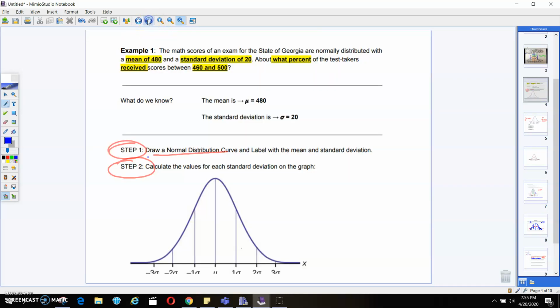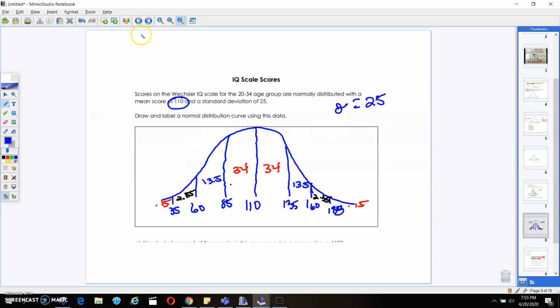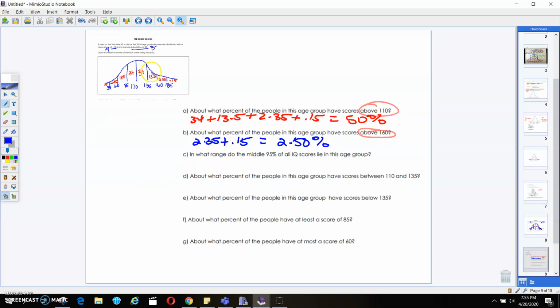Okay, so let's look back at our other problem. Sorry. Right, so in our other problem, 2 standard deviations over. In what range do the middle 95%? So we're looking at the numbers. So this starts from 60 and goes to 160. So our range is going to be from 60 to 160.